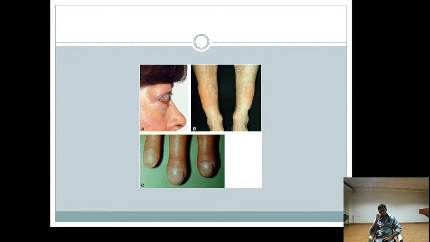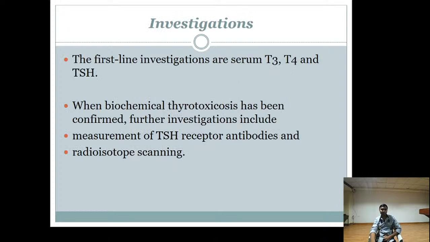This figure shows thyrotoxicosis due to Graves' disease. You can see proptosis, conjunctival injection, and there is pretibial myxedema and thyroid acropathy.